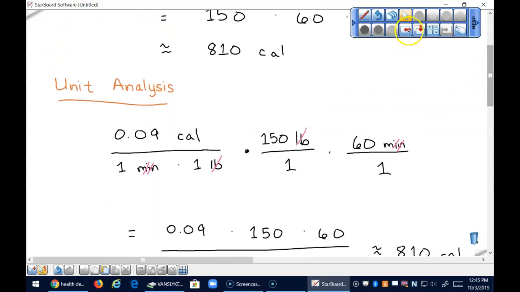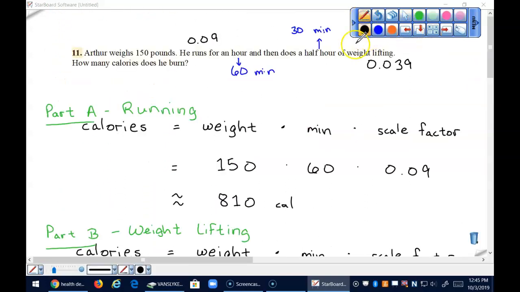And I could kind of do them both. If I went back to this page and tried to squeeze in pounds, minutes, and calories per pound per minute, then I could cancel my pounds and cancel my minutes and sort of have both going on at once. If you've done this a bunch, you'll actually do the pink thinking in your brain, even if you're not bothering to write it out with your pencil.